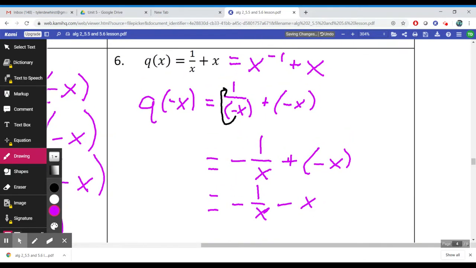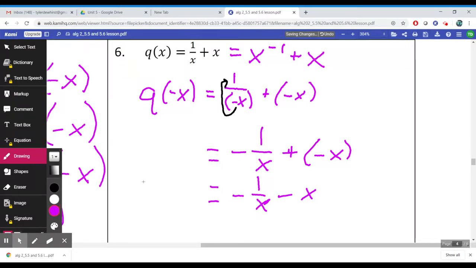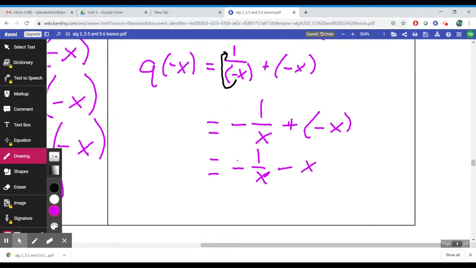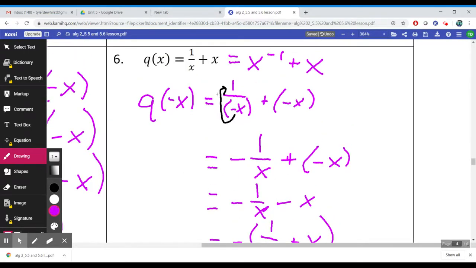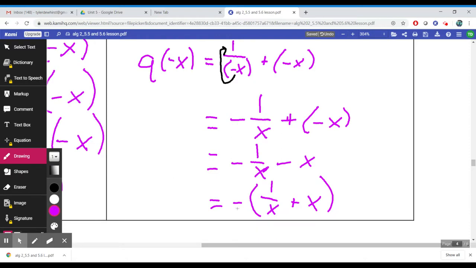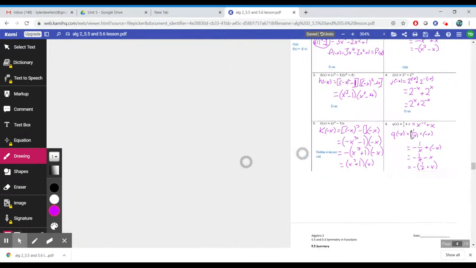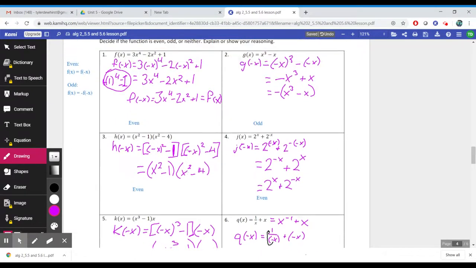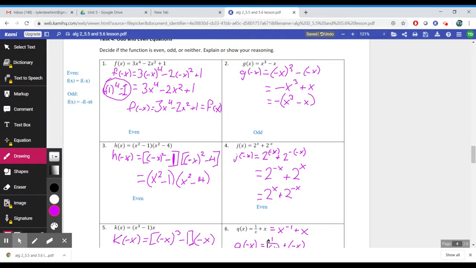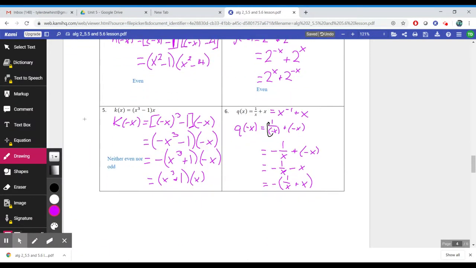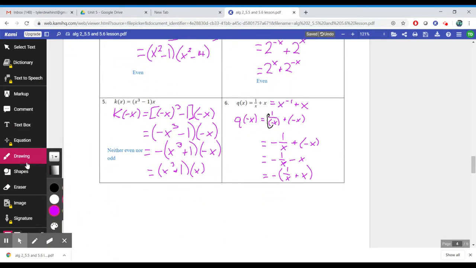Okay, so we want to see if we can make it look more like our q of x function here so we can see whether it's even or odd. So in order to do that, I'm going to factor a negative out of both of these terms here. I'll write it as negative parentheses 1 over x plus x. And now we can see that it's the same numbers inside the parentheses here, except it has this negative value attached to it. So going back to our definitions, a function is odd when changing the input makes the output negative. So we know that our last equation here would be odd.